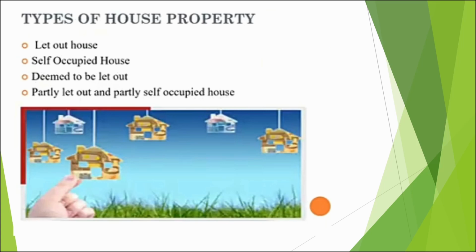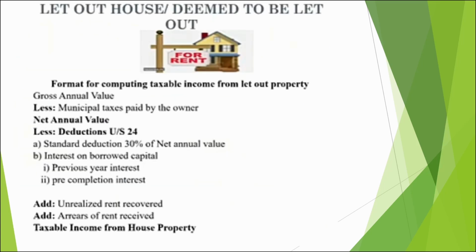Next, we see about types of house property. In these types of house property, first one is a let out house, second one is a self-occupied house, third one is a deemed to be let out house, fourth one is a partly let out and partly self-occupied house. So first we see about let out house.